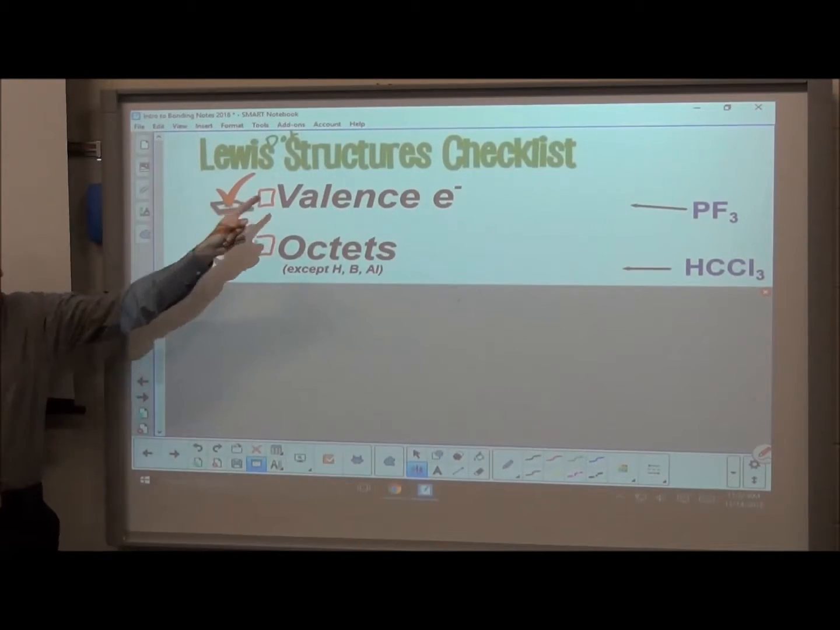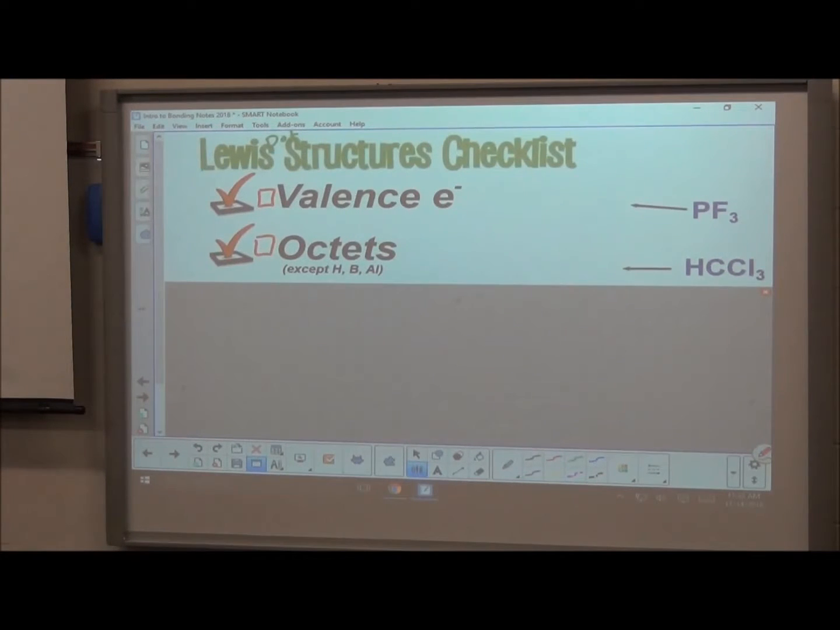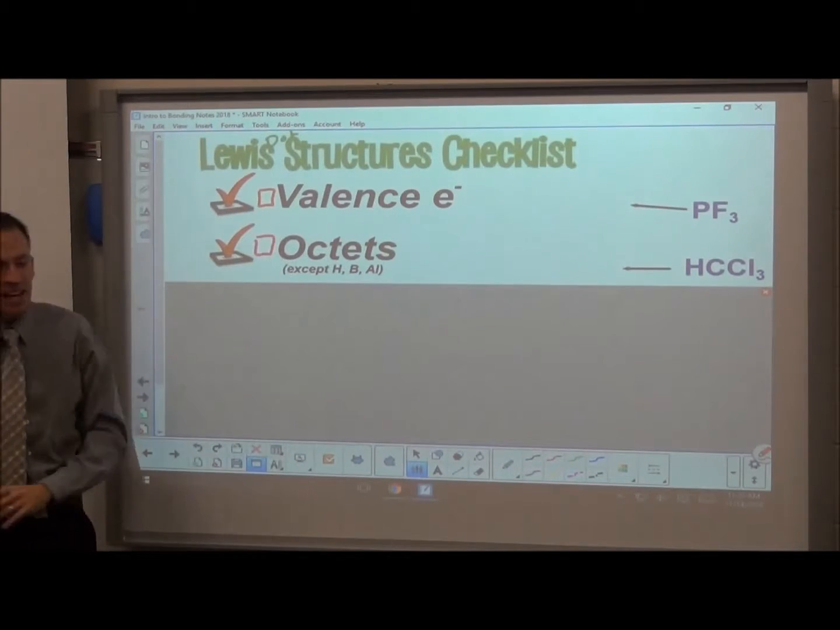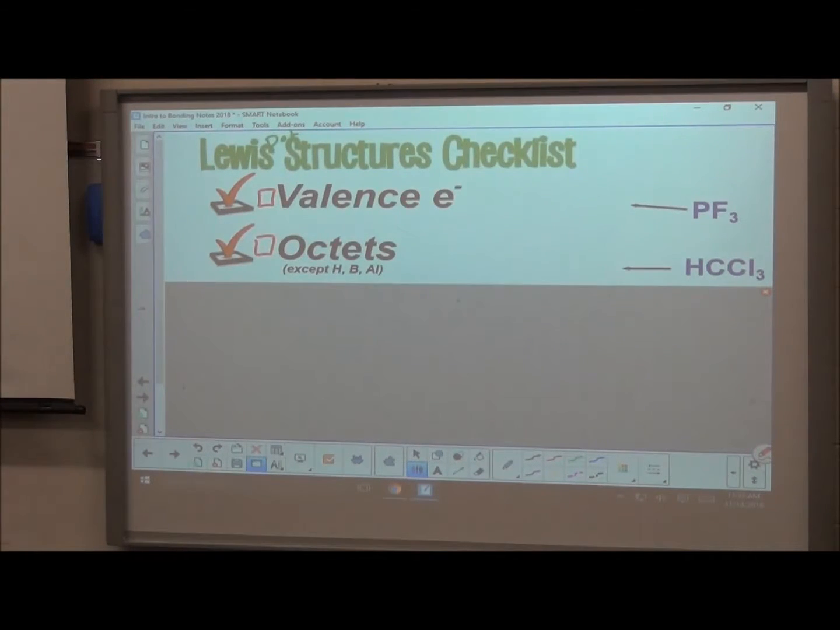So checkbox, write valence electrons. Don't actually put a check in it, so just making a box. And write valence electrons, and then another checkbox and say octets, and then you can write what I have written on the bottom, which is saying the exceptions.